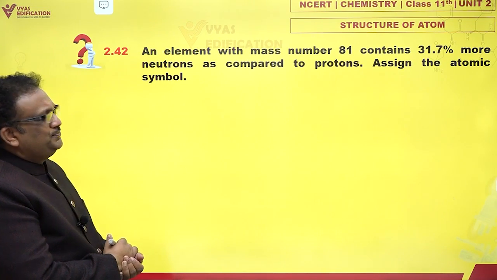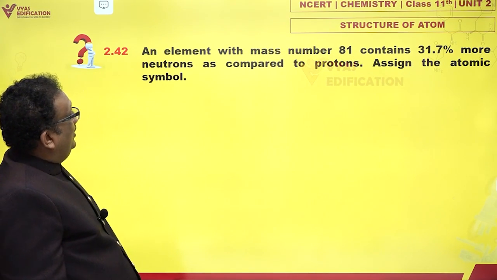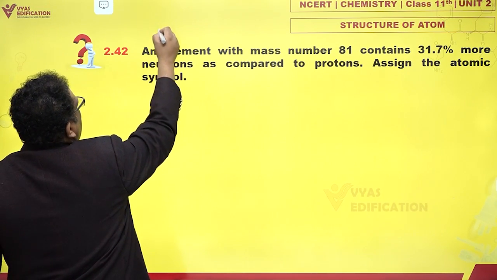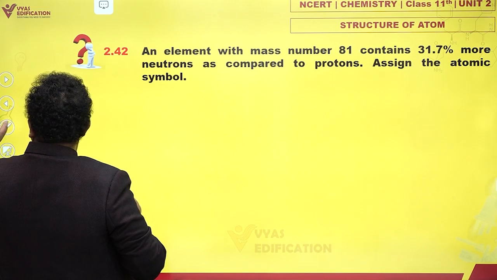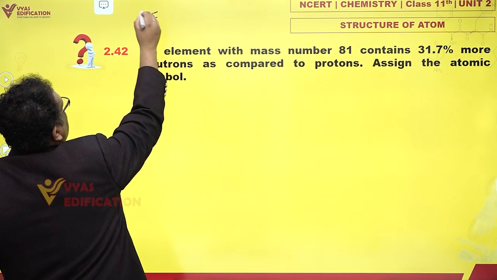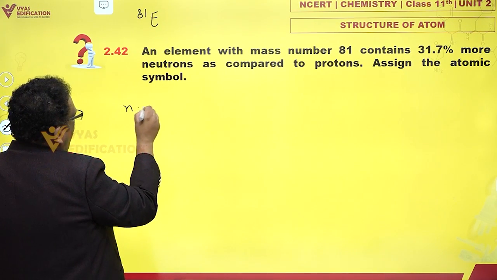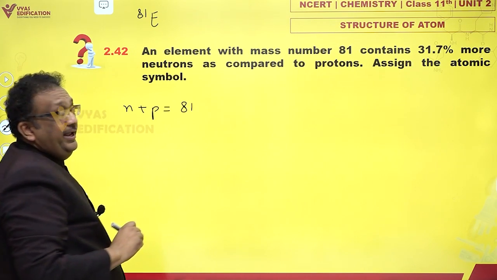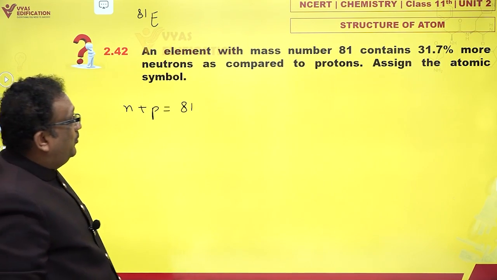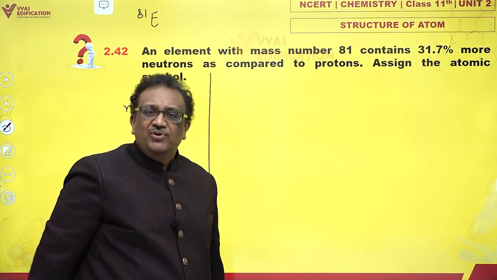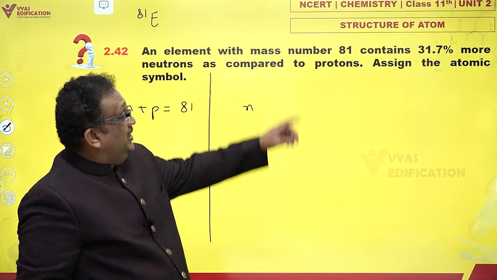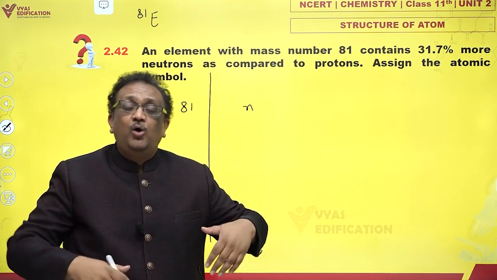An element with mass number 81 contains 31.7% more neutrons as compared to protons. Assign the atomic symbol. How do we solve this? Well, it has mass number 81, and there is some element E, whatever it is. That means neutrons plus protons is equal to 81. And it has 31.7% more neutrons as compared to protons. Can I translate this into a mathematical equation? Yes. Neutrons are more than protons. How much? 31.7% more. How do I write this?